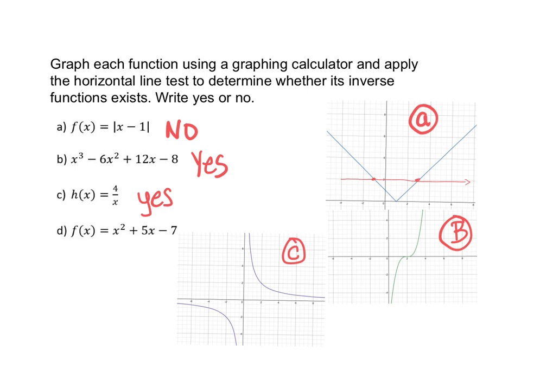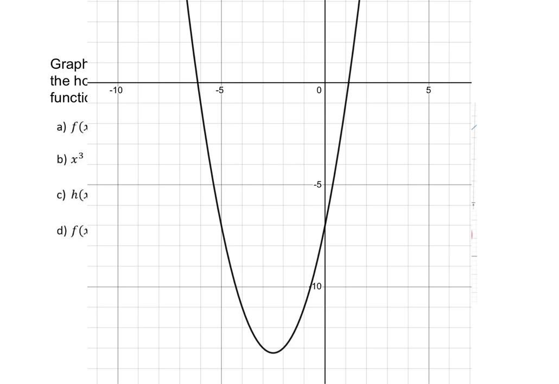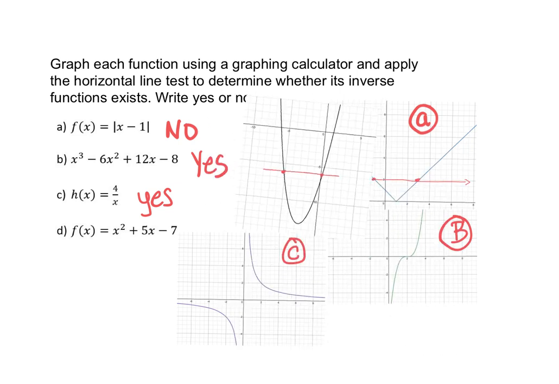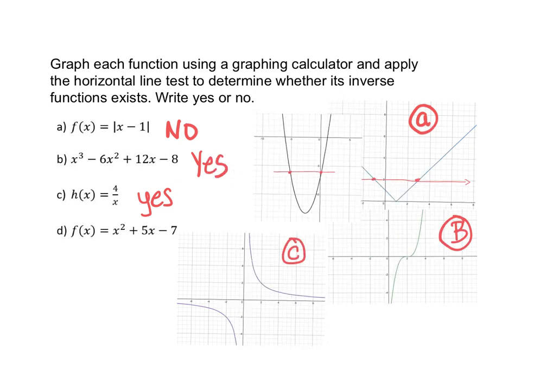And the last one, a parabola, fails because with a horizontal line, there are too many x values for any given y. It is not one-to-one. So no.